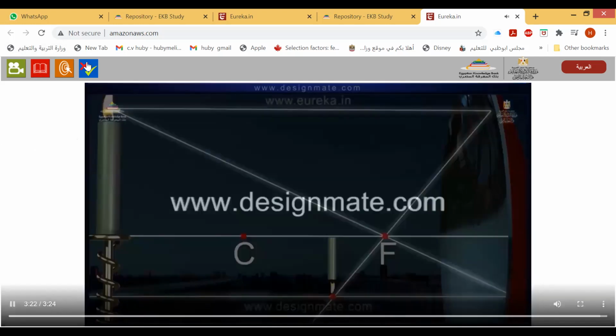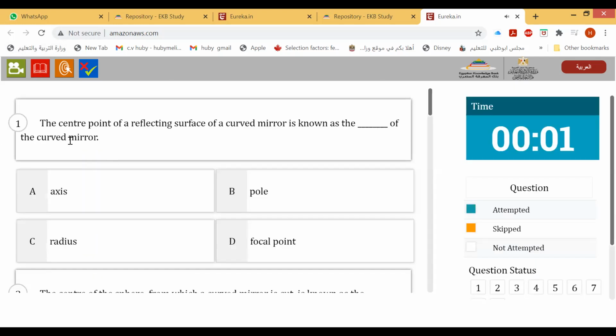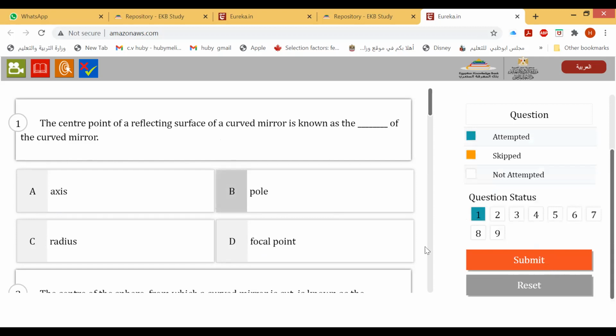Okay. Question number one: the center point of the reflecting surface of a curved mirror is known as what of a curved mirror? Pole, axis, radius, focal point. Of course, pole. P represents the pole.